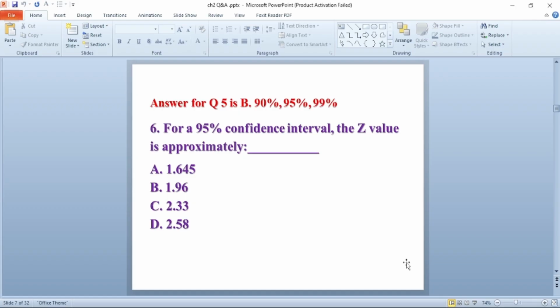Question number 6. For a 95% confidence interval, the z-value is approximately dash. A. 1.645, B. 1.96, C. 2.33, D. 2.58. You can check this from the table actually, so the answer for this question is B. 1.96.